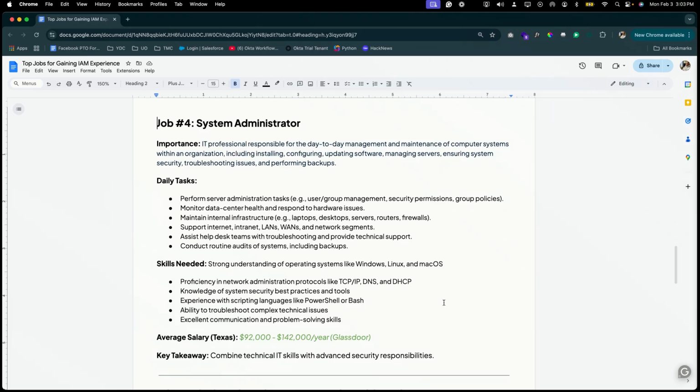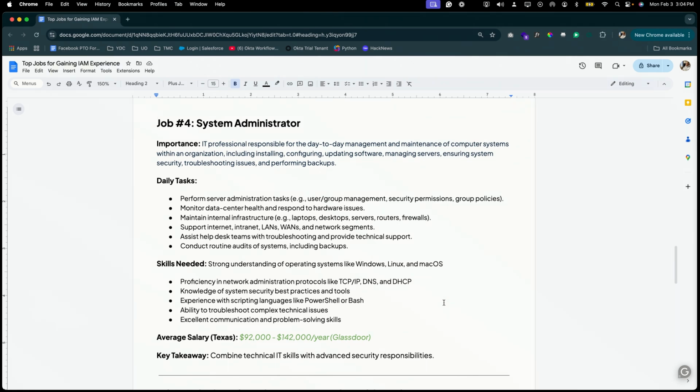Job number four is the system administrator, and these are IT professionals that are responsible for the day-to-day management and maintenance of computer systems within an organization, including installing, configuring, updating software, managing servers, ensuring system security, troubleshooting issues, and performing backups. This is a more technical role than all of the jobs I've listed so far, and this is a very good job to land because you're pretty much building extremely technical skills with IT infrastructure management.